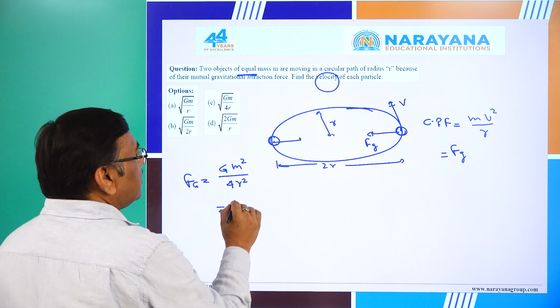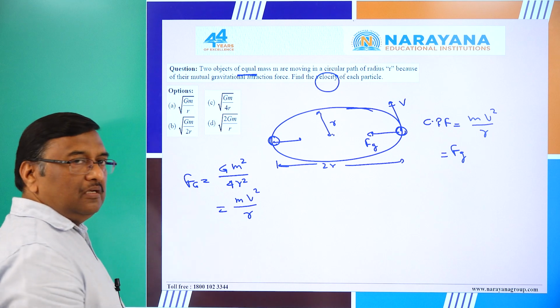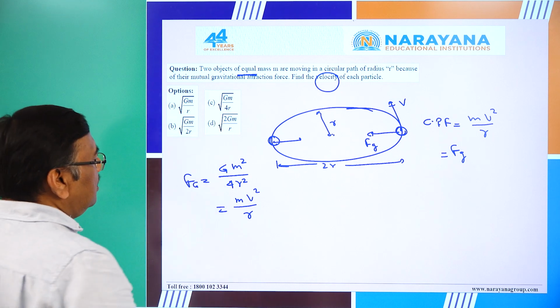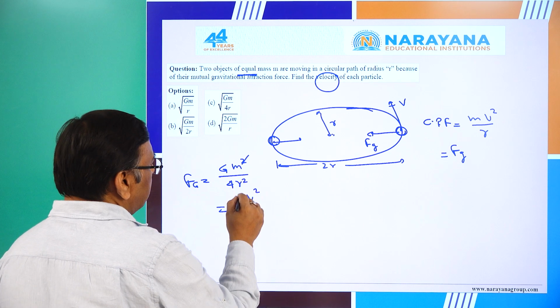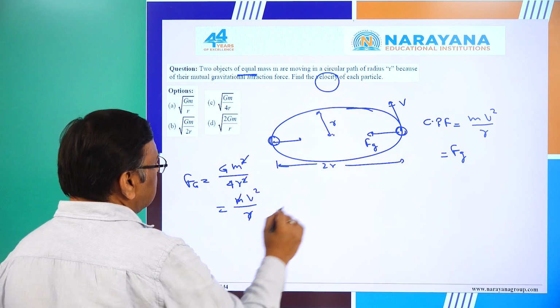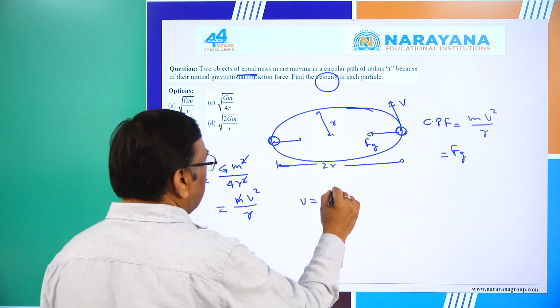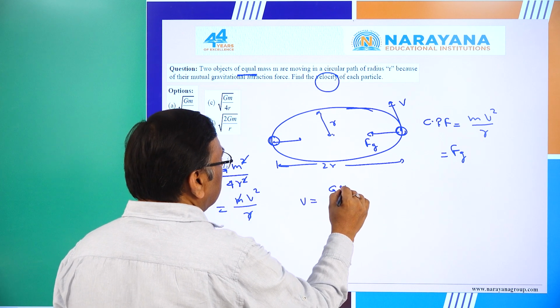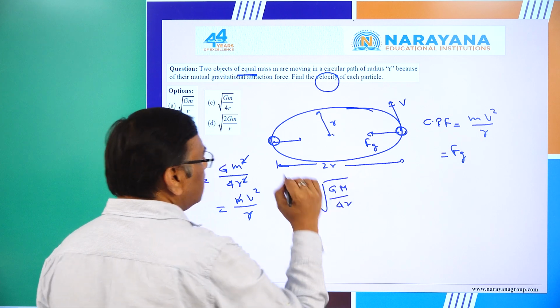Simply we can write it is going to be m into v square upon r here. What he's asking is to find the speed. So in this case, equating these two, this m and this r cancel out from here. So my v square is going to be GM upon 4r. There should be G into mass of the body upon 4r. Under root is this value.